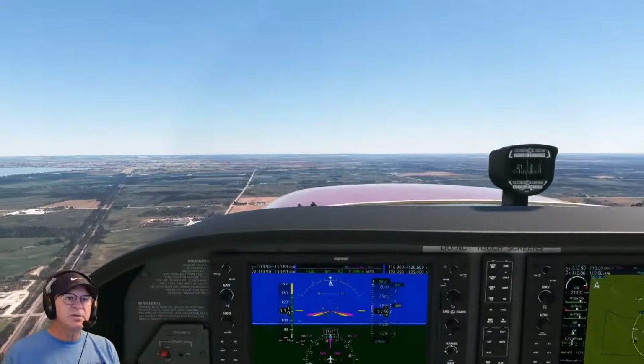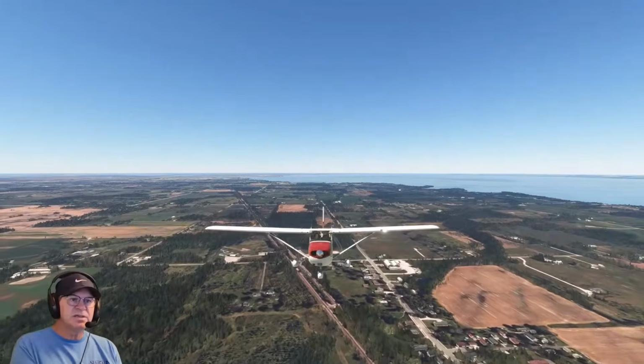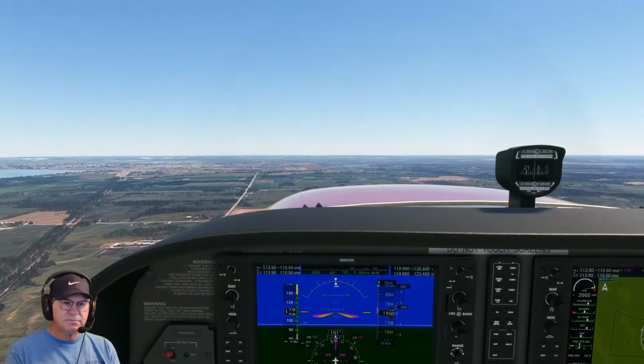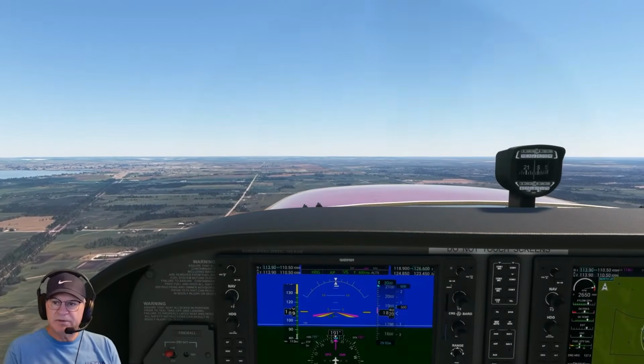No planes around me. You can even do it in the sim like this and say, yep, no planes behind me either. Stay lit up all the time. And I'm doing a gentle climb up to 3,000.